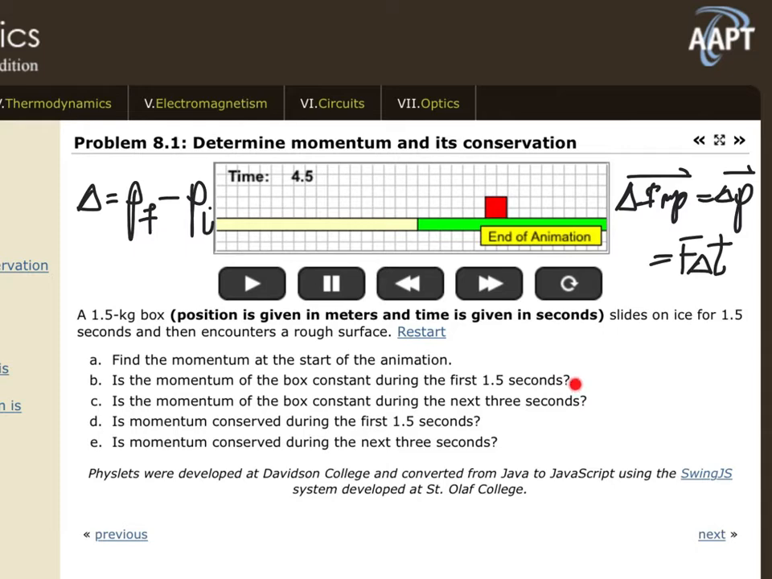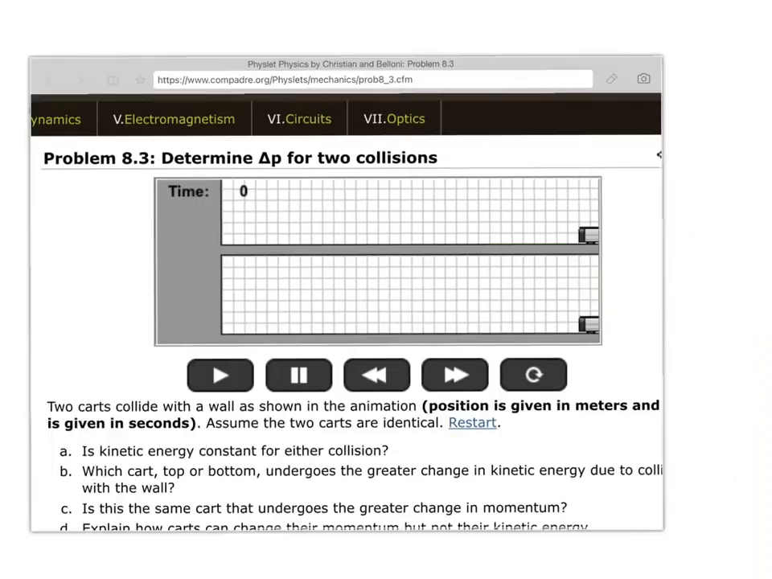And you are told that the momentum is constant during the first 1.5 seconds. So at 1.5 seconds, it encounters the rough surface. And so that's when you should start the time. But remember, again, you want to very carefully determine when the box is completely stopped in order to calculate the time interval over which the force acts. All right, let's watch.